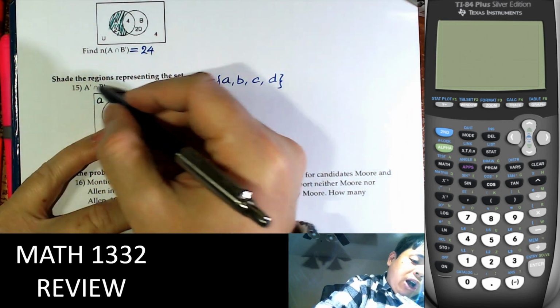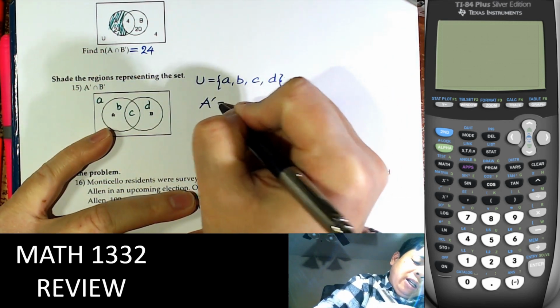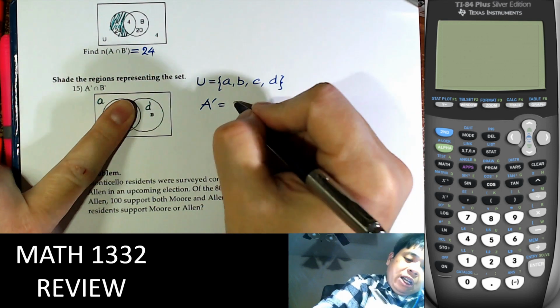Right, first, we do the complement first. So not A. A has b and c, so not A means a and d.